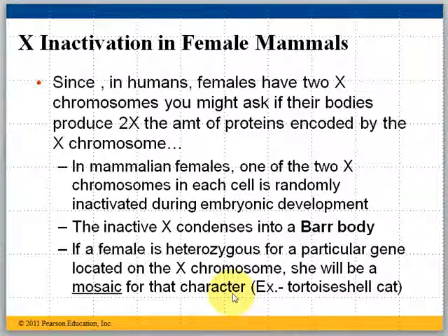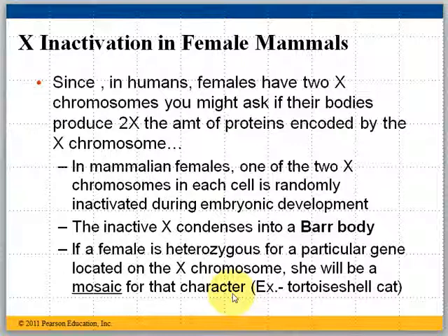But let's take a look at females, because they have two X's. And you might think, well, that could be a problem too, because in human females that have two X chromosomes, doesn't that mean that they have a duplicate set of this chromosome and that their body might be producing twice as much of the protein that these genes call for, or that might cause some problem? Well, the body has a way of taking care of that.